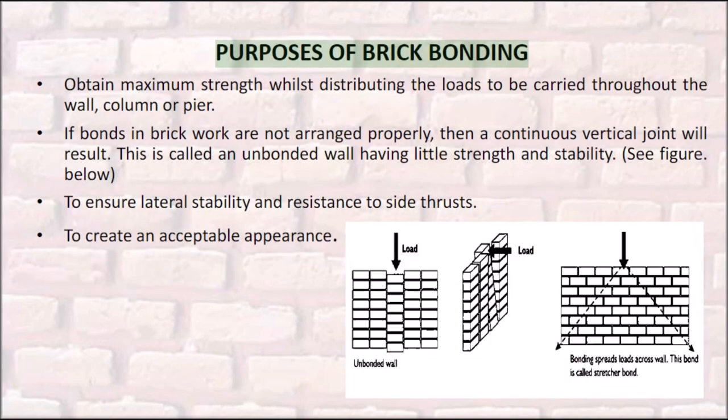Purposes of brick bonding. Obtain maximum strength whilst distributing the loads to be carried throughout the wall, column, or pier. If bonds in brickwork are not arranged properly, then a continuous vertical joint will result. This is called an unbonded wall, having little strength and stability. See figure below. To ensure lateral stability and resistance to side thrusts. To create an acceptable appearance.